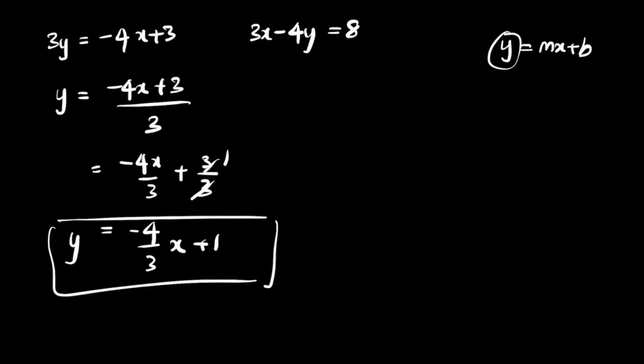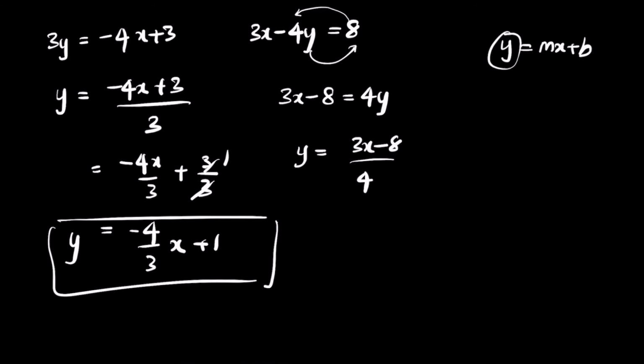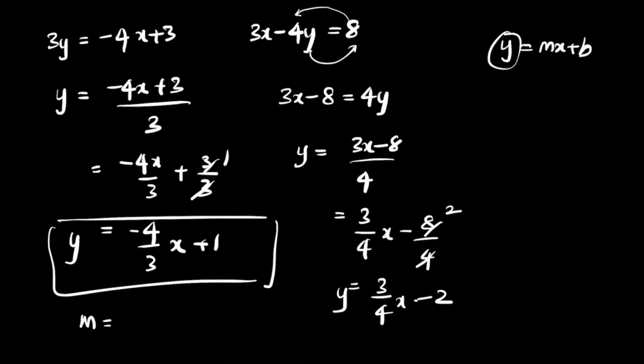Try the second one as well. You have 3x minus 4y equal to 8. So push 8 this side and 4y to the other side. So 3x minus 8 equal to 4y. So y equal to 3x minus 8 by 4. So you have 3 by 4x minus 8 by 4. So 4 ones, 4 twos. So you have 3 by 4x minus 2. So when you calculate here, m1 is minus 4 by 3 and b1 is 1. Here m2 is 3 by 4 and b2 is negative 2.